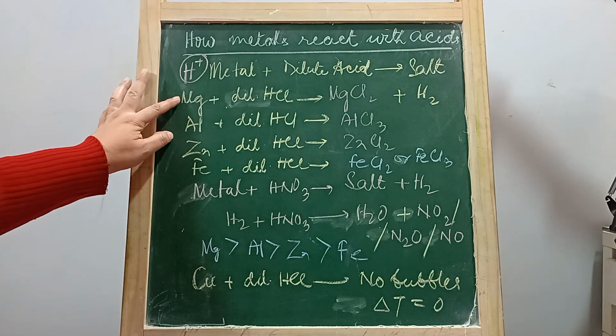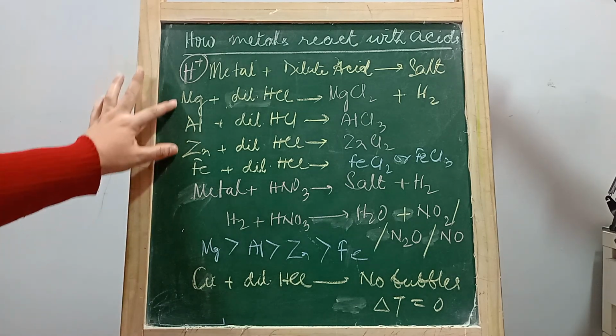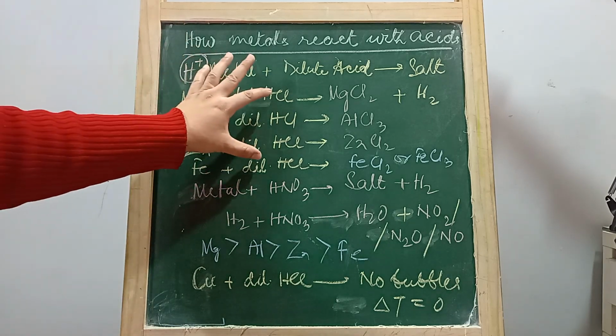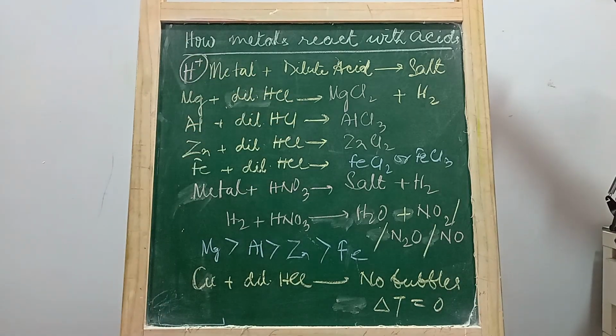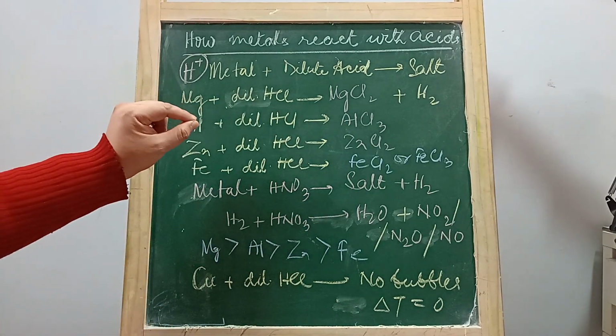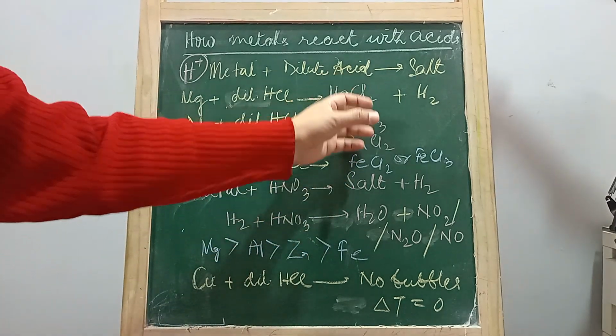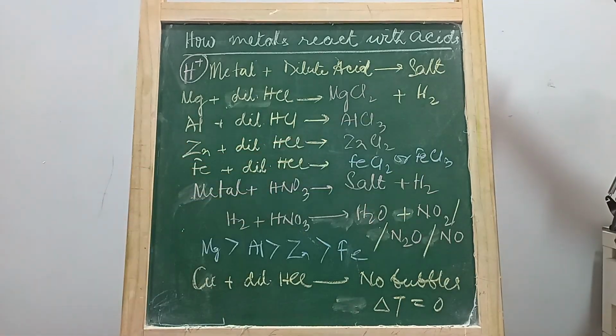So for example, magnesium, aluminum, zinc, or iron are all metals. These are examples of metals, and when they react with dilute hydrochloric acid, obviously, as per the statement, a salt is supposed to be formed and hydrogen gas will be released. The textbook asks you to write the chemical equation and balance it. You'll find that there will be formation of salt as well as hydrogen. I have not written the hydrogen, just the salt part.